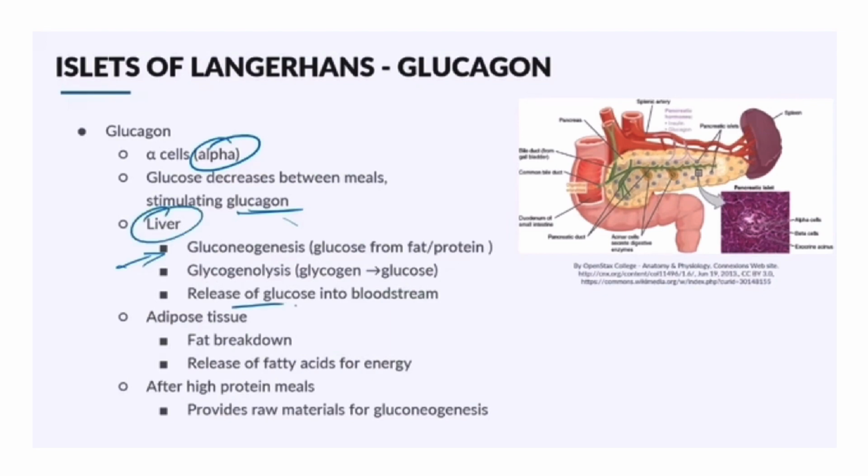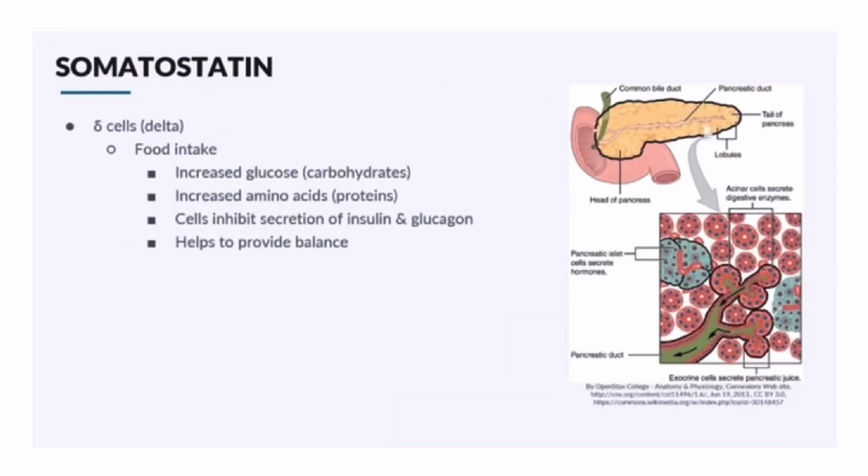This stimulates the release of glucose into the bloodstream, and it's going to drive that blood glucose up, which is good. In the event that this isn't available, it also stimulates fat breakdown in adipose tissue, and that's going to release fatty acids for energy. Especially after high protein meals where there's not a lot of carbs, it's going to provide those raw materials for gluconeogenesis.